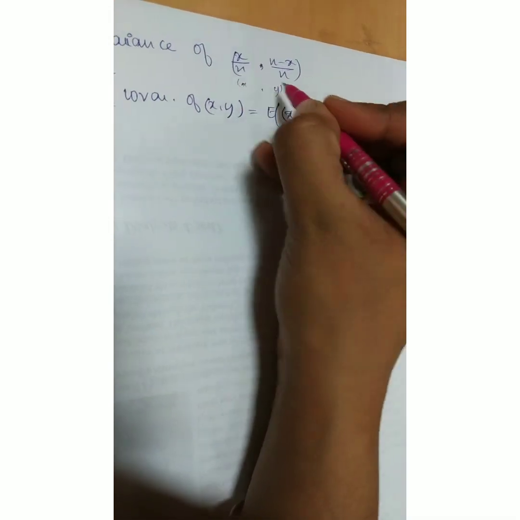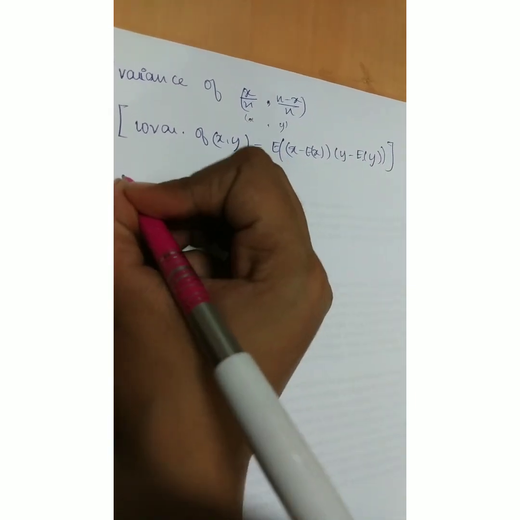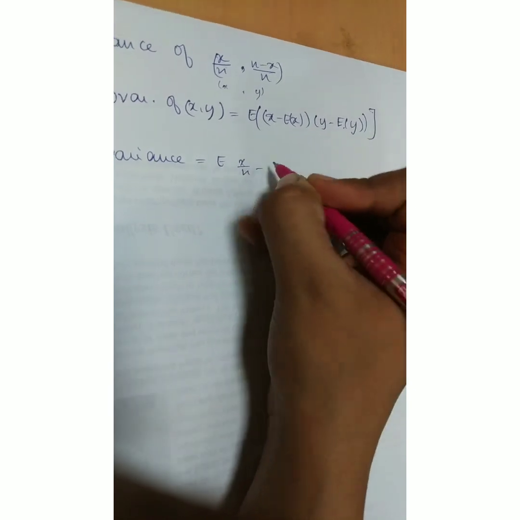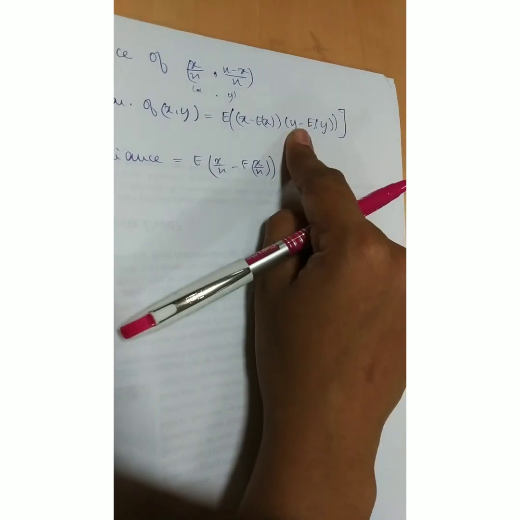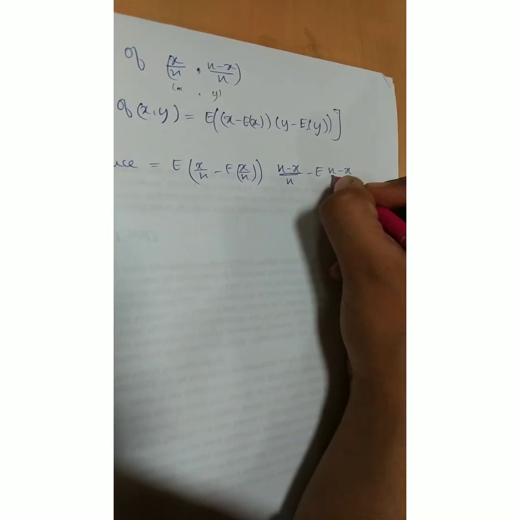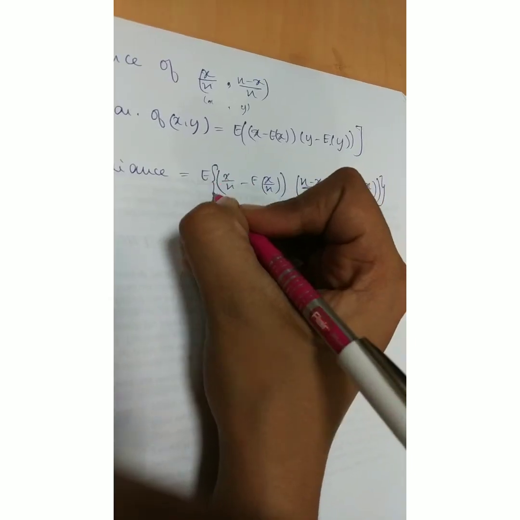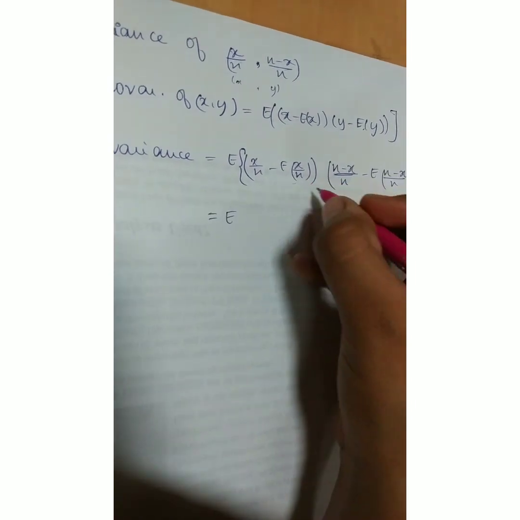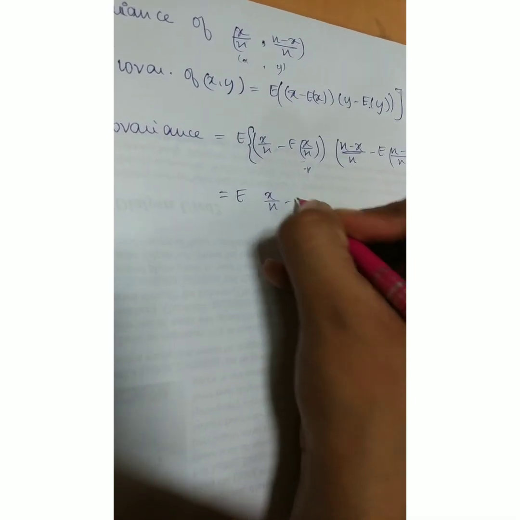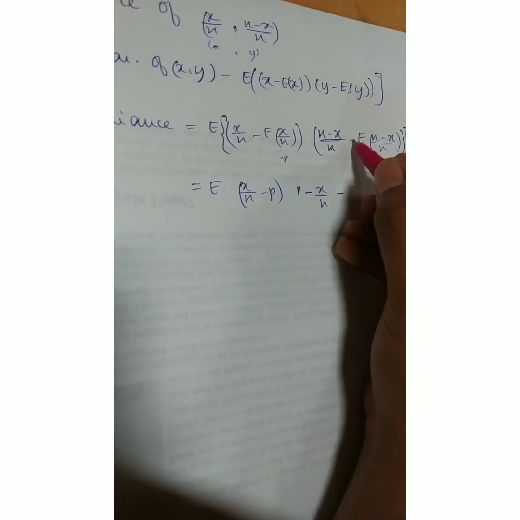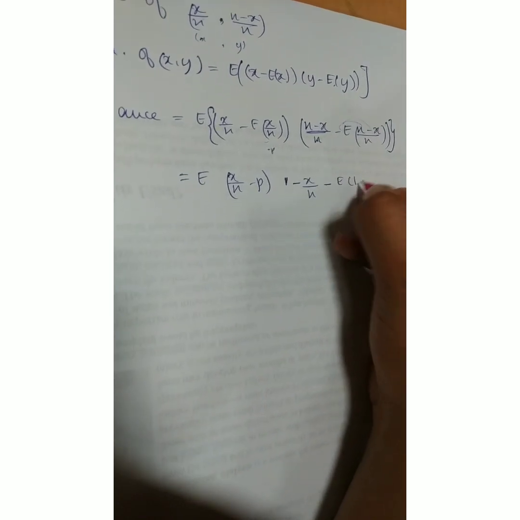Considering x by n as x and n minus x by n as y, and then substituting in this equation, we get E of (x by n minus E of x by n). Then for the y value, n minus x by n minus E of (n minus x by n). From the above result, we take E of x by n as p, then separating the value for y, as n is common, we'll get 1 minus x by n minus E of 1 plus E of x by n.